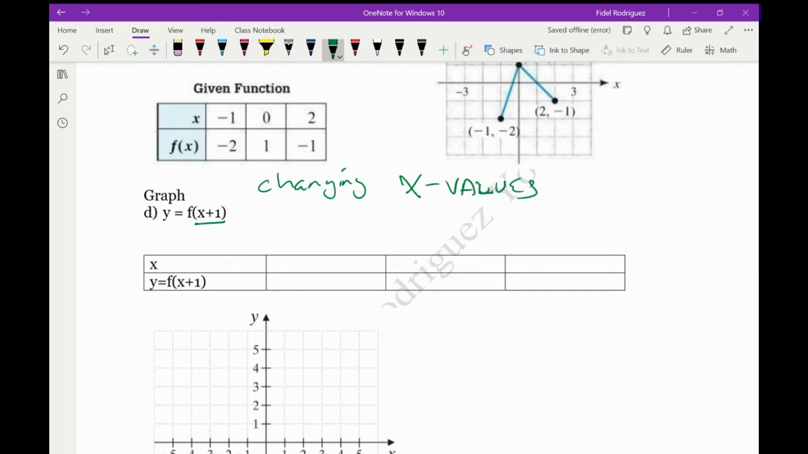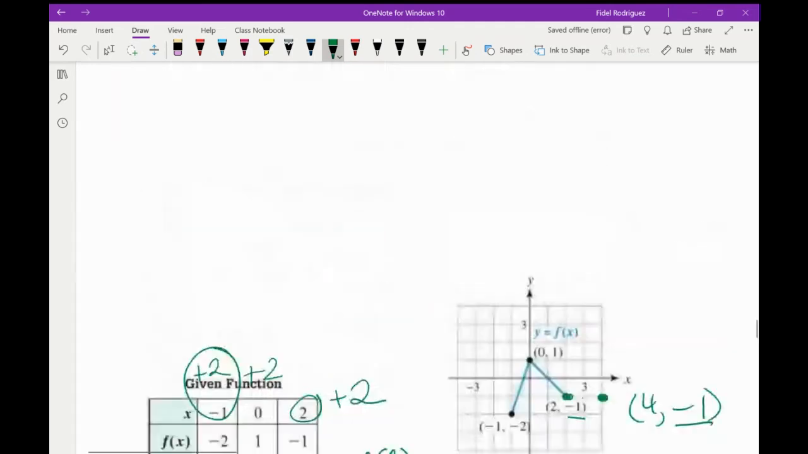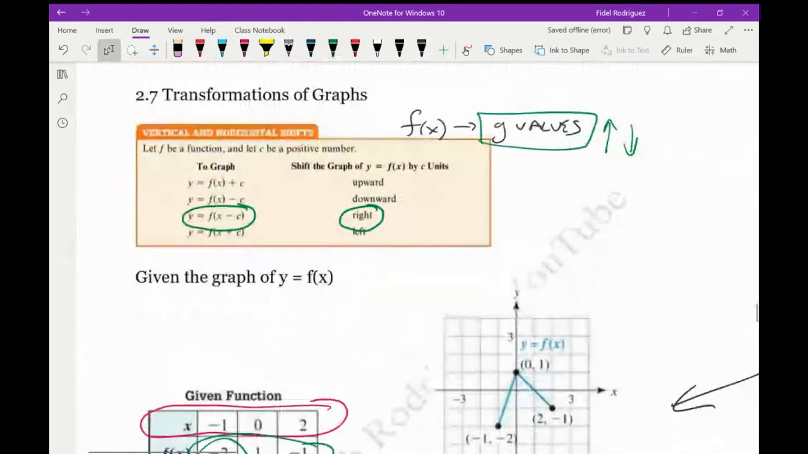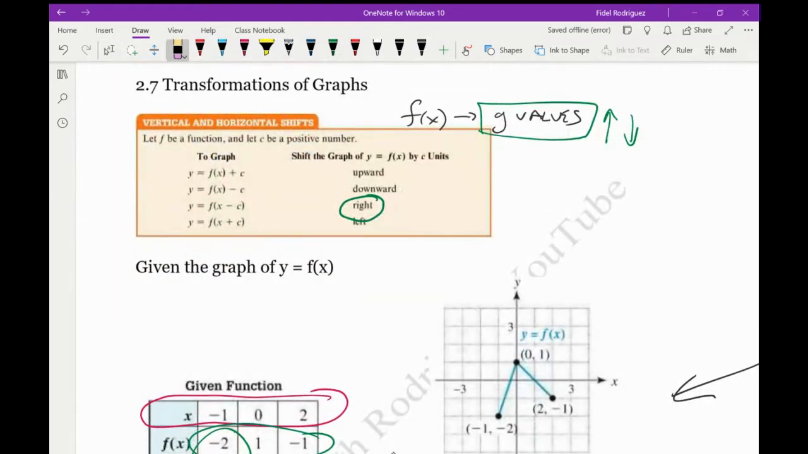So if we're going to change our x values, the way we're changing these x values, I'm going to come back one more time so I can reference this, so you know where I'm getting this from. Here we go. Okay, if you notice right here, if we have a plus 1 or a plus value, we're actually moving that graph over to the left, right? So we're going to move that graph to the left 1 space.